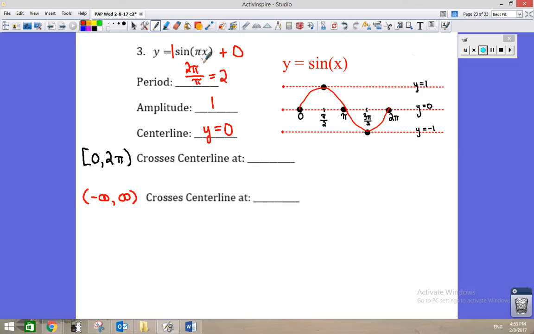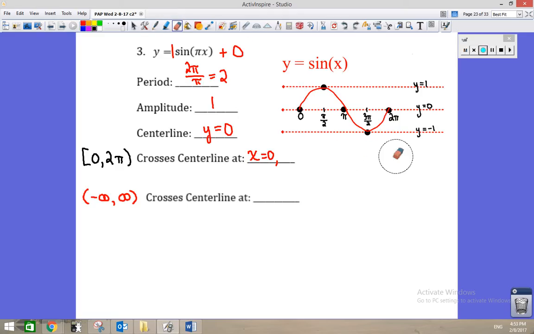So this pi is actually a horizontal shrink, so we're going to have more than two places where it crosses the center line. So let's list them between 0 and 2 pi. Our first one is at 0. So if we replace pi times x with 0, that just means that at x equals 0, if you plug in 0 into this, the sine of 0 is 0. You're on the center line.